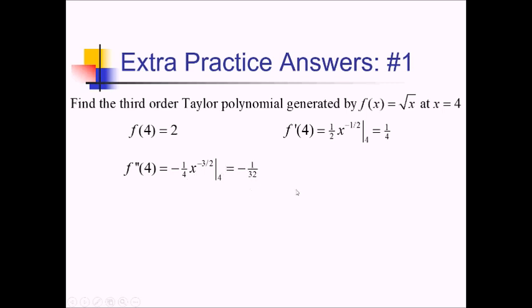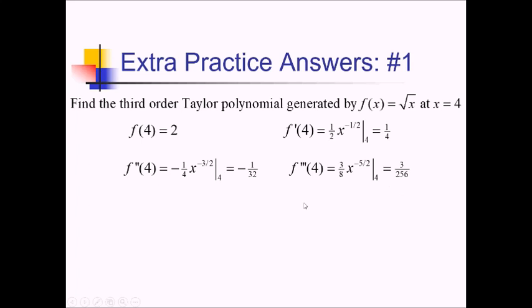And then finally, for our third derivative, we've got negative 3/2 times negative 1/4 using our power rule here. So that's going to be a positive 3 over 8 x to the negative 5/2. And plugging 4 into that, the square root of 4 is 2. Raising that to the 5th power, now we have 32. So this is 1 over 32. 3 over 8 times 1 over 32 is going to be 3 over 256.